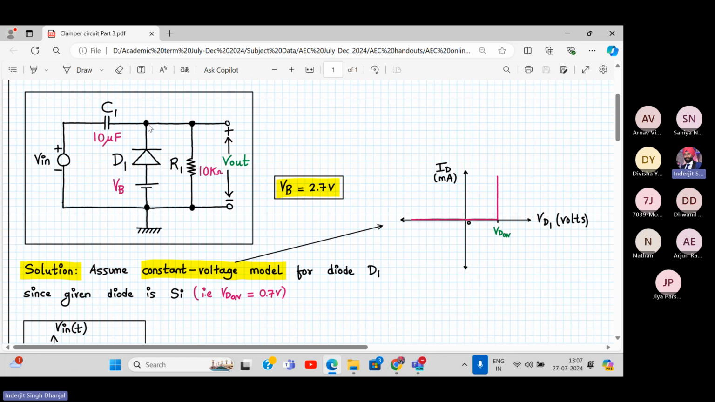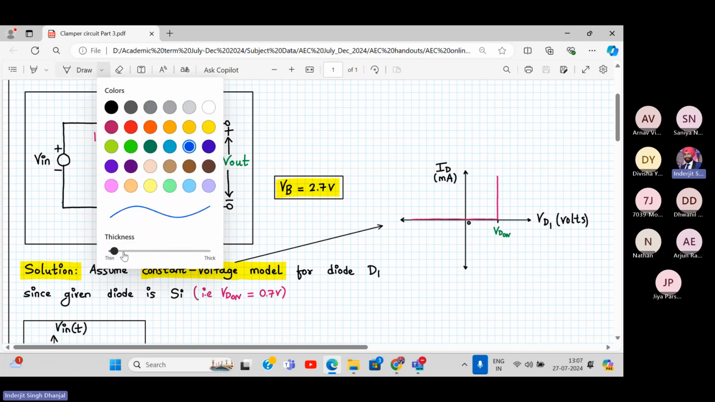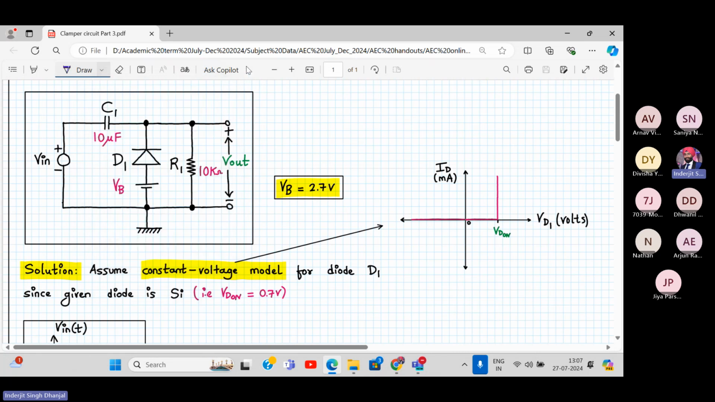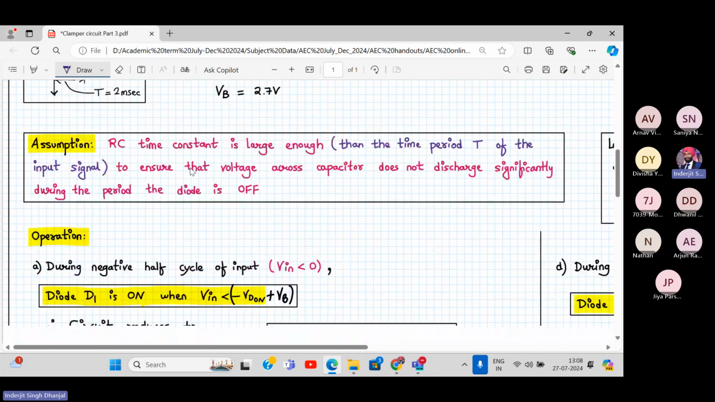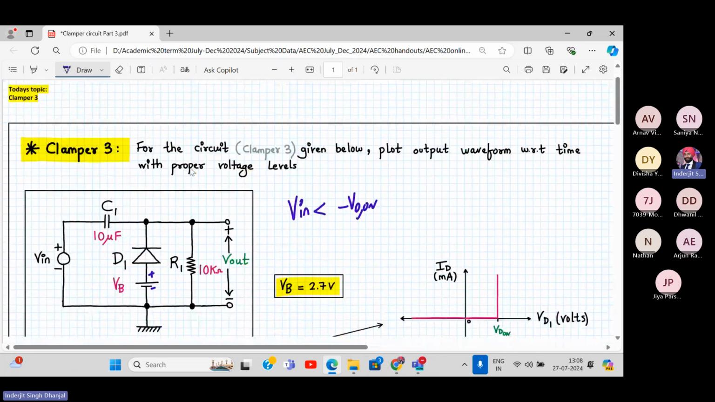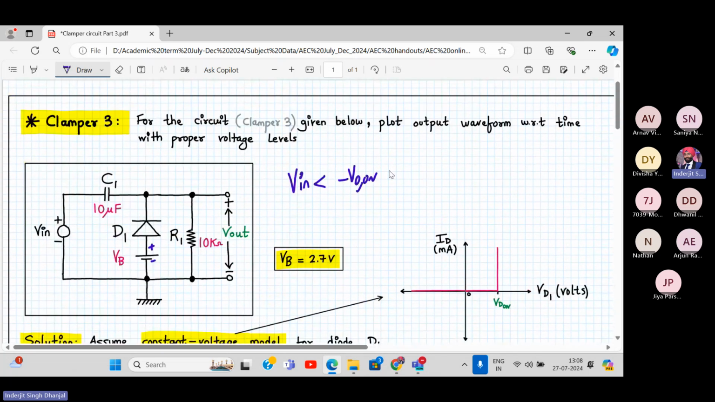So we'll always start when the diode turns on. The diode turns on during the negative half cycle. When does the diode turn on? Can you tell me? We have done so many circuits now. So Vin has to be less than minus VD on, and then will it come plus VB or minus VB? Plus minus. Come on, tell me fast. Hello. Plus VB, na?